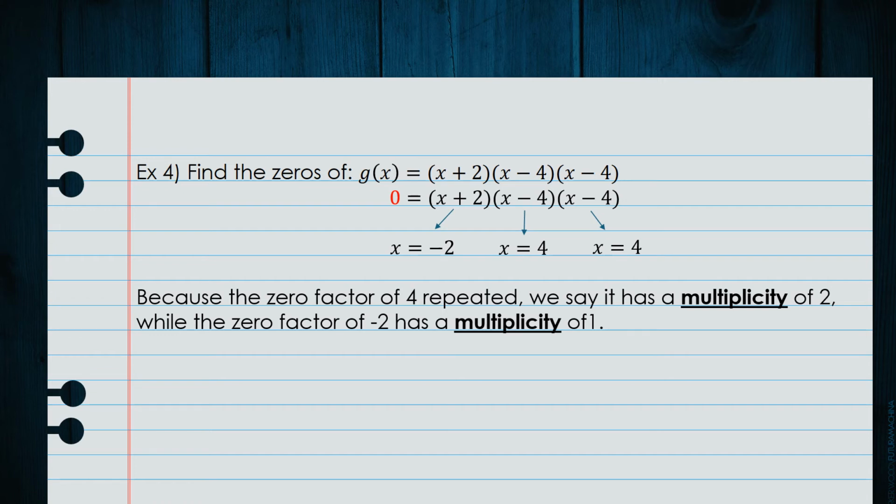So another way to write that is, we look back at 0 equals x plus 2 times x minus 4 times x minus 4. Wouldn't you say it's also another way to write it if I were to put 0 equals x plus 2 to the first power, because it's listed once, times x minus 4 raised to the second power since it's listed twice? Well, the exponents, the 1 and the 2, are also known as your multiplicities. It means how many times it's listed as a factor.